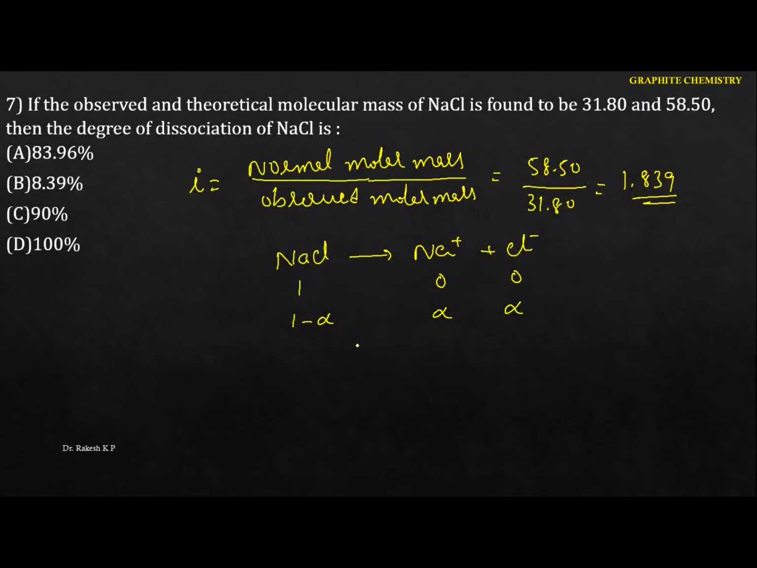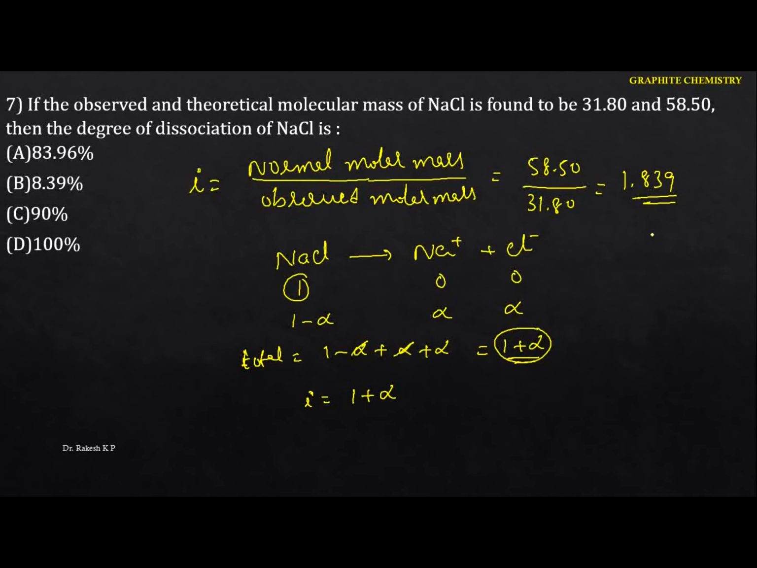Now see the i value what you are going to get. The total number of moles, that I am going to write: the total becomes 1 minus alpha plus alpha plus alpha. Here this will be cancelled. The remaining is 1 plus alpha. So we got the total number of moles. So what is i? The i is nothing but the total number of moles after dissociation to the total number of moles before. After total is this one, before is this one. That means I can directly write i equals 1 plus alpha.